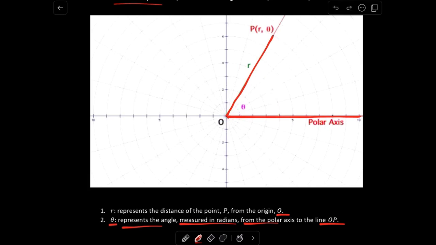Okay, it's basically the angle. It's this angle here. So that is theta. Here's theta. Okay, so theta is the angle from the polar axis to the line OP. All you do to get OP is take that point and connect it to the origin. So that's theta. There are your two pieces of information. r is the length and theta is the angle. So let's get some practice and start actually plotting points on the polar axis.